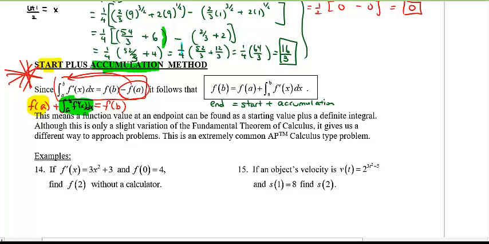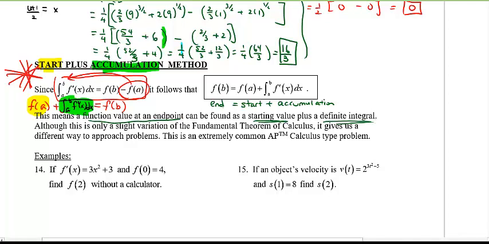So this means that a function value at an endpoint, the end, can be found as the starting value plus a definite integral. Okay? So once again, it's the slight variation. It's just taking the fundamental theorem of calculus and tweaking it. But once again, I've seen it almost every single year on the AP exam.